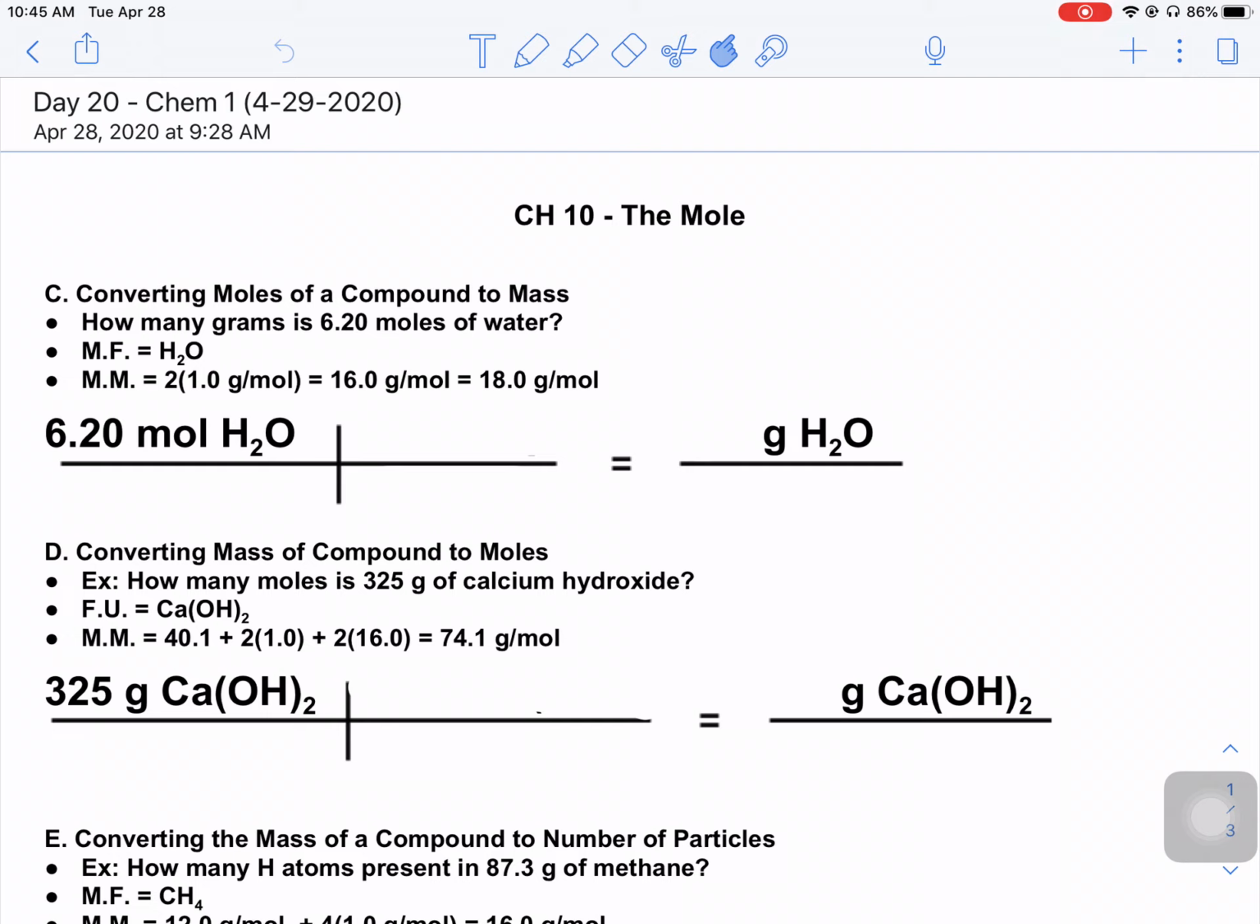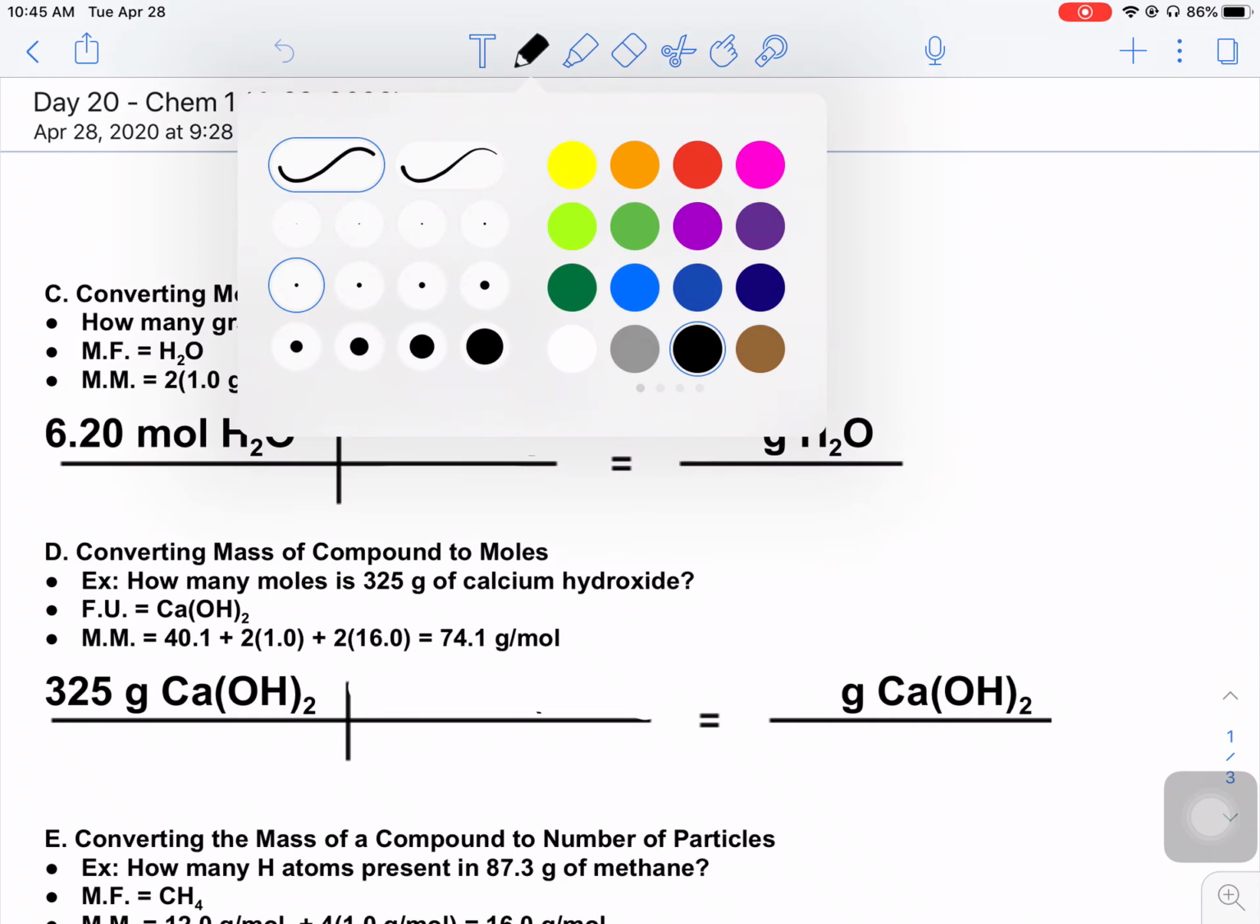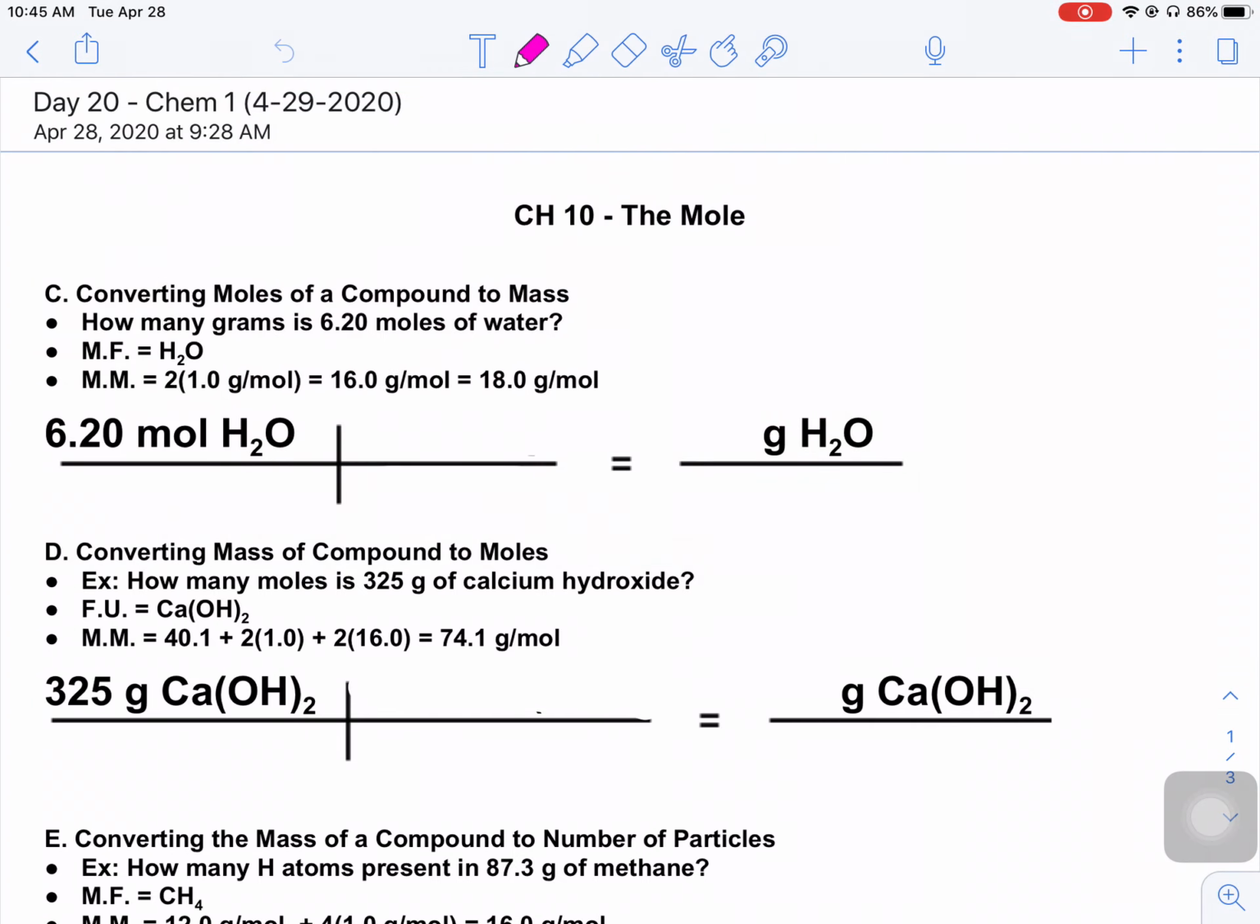So for the first example, I want to convert from moles of water to grams of water. Now, before I do that, I have to get the molar mass. So MM stands for molar mass. If you look at the formula, H2O, we have 2 atoms of hydrogen, so I have to take the molar mass of hydrogen and multiply that by 2. And the formula includes 1 oxygen atom, which is 16 grams per mole. So the molar mass of water is 18.0. If you're going to 2 decimal places, it will be closer to 18.02.